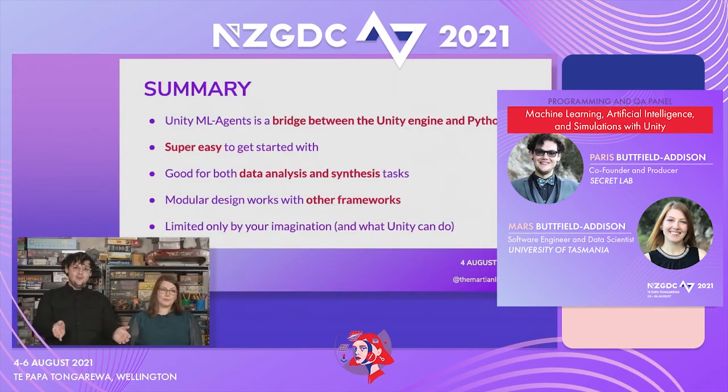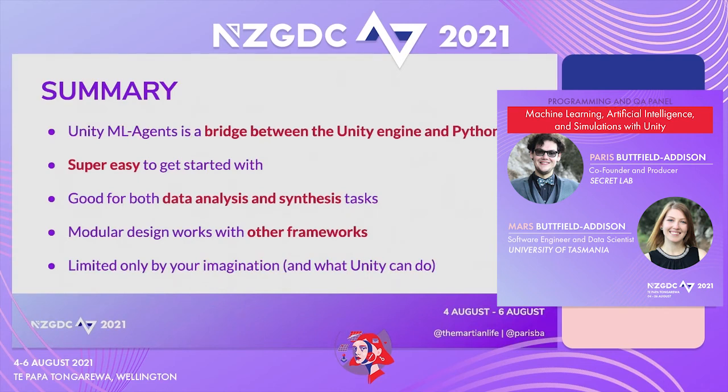Okay, so that's the end of our talk really. Here's a little summary. Unity ML Agents is a fabulous bridge between all the cool Python machine learning stuff and Unity that lets you build really featureful simulations in Unity. As we all know, game developers, we can do that. And then hooked up to machine learning, we can have all sorts of interesting behaviors going on.